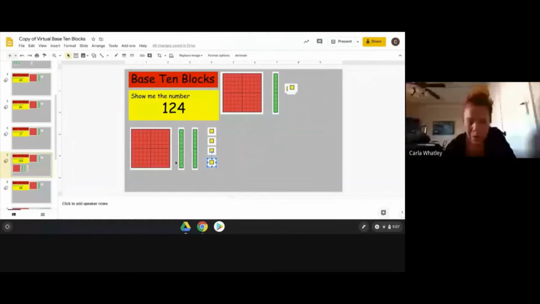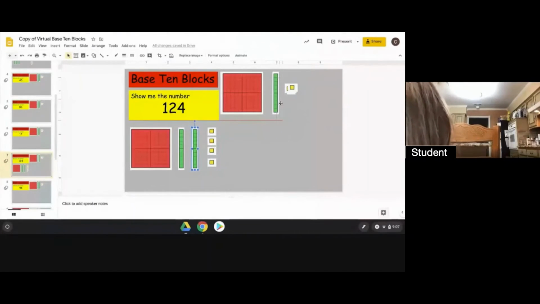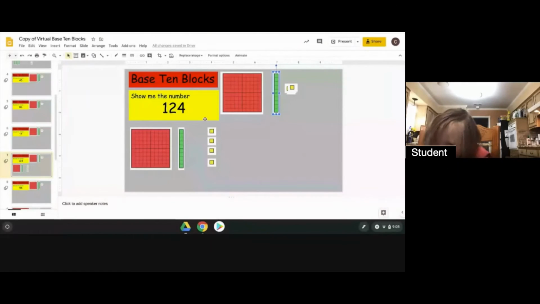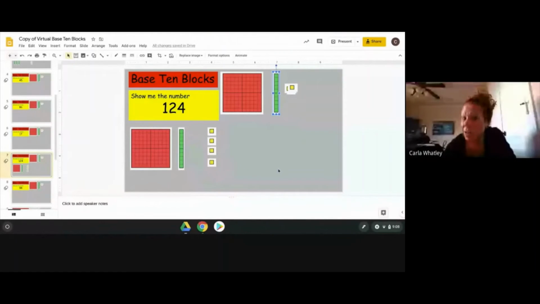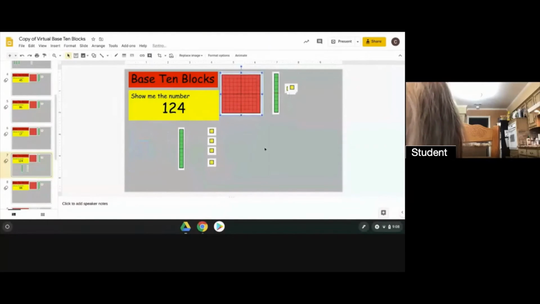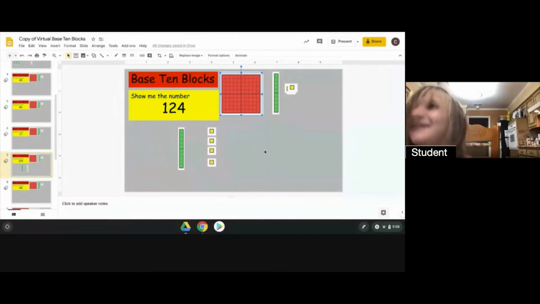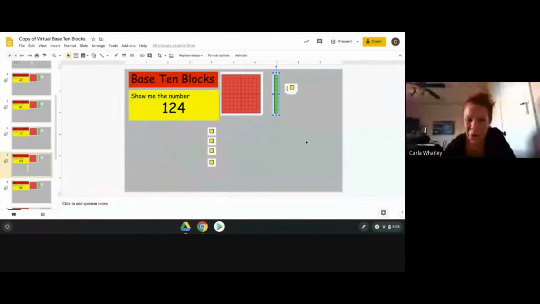Very good. What if I take away 110? What do we have? Well, let's take away one of those 10s first. Instead of 124, we have 114. So if I take away the 100, what do we have? This will be easy. 14. It's 14. Very good. If I take away the 10, what do we have? 4. Four. Very good.